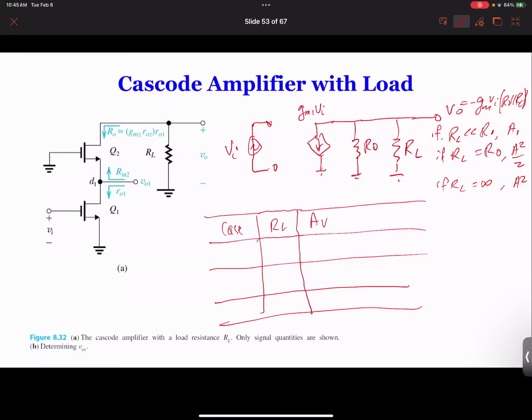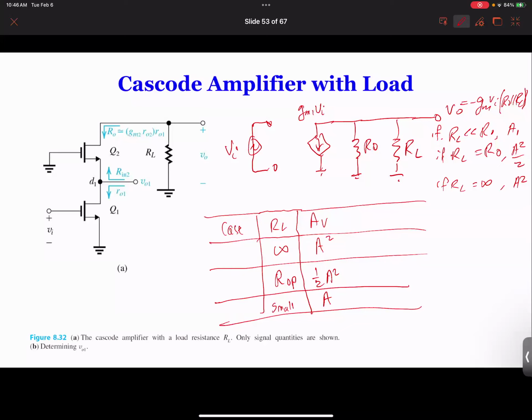So in the first case, if RL is infinity, we got A equal to A squared. And if RL is ROP, then we got 1/2 A squared. And if RL is simply a very small load resistance, then it just goes back to really just A.